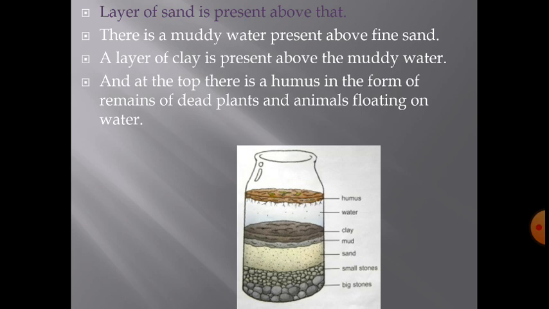A layer of sand is present above that. There is muddy water present above the fine sand. A layer of clay is present above the muddy water. And at the top there is humus, in the form of remains of dead plants and animals floating on water. Can you see here? Humus means remains of dead plants and animals.